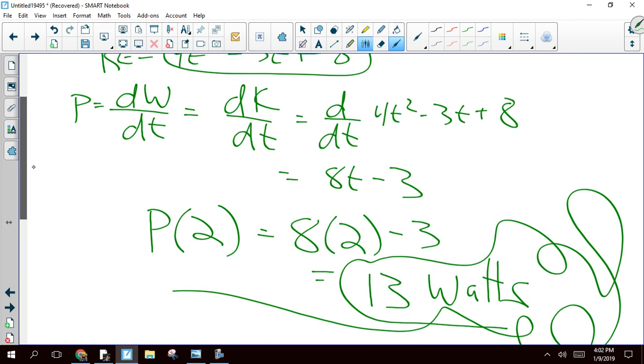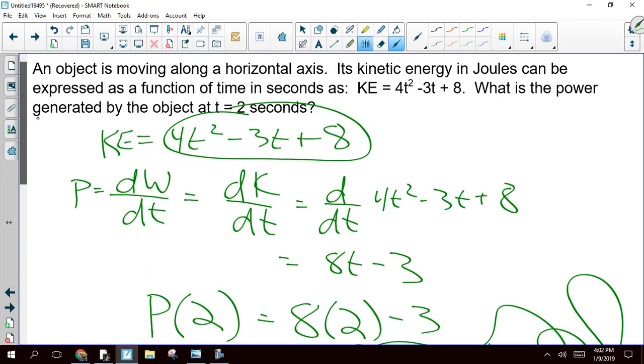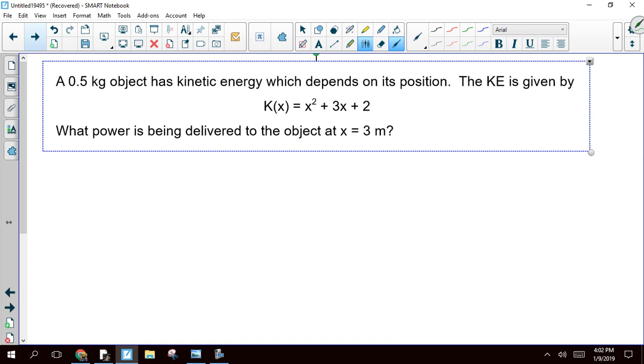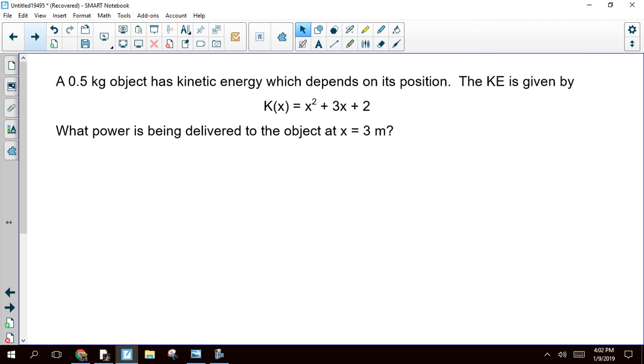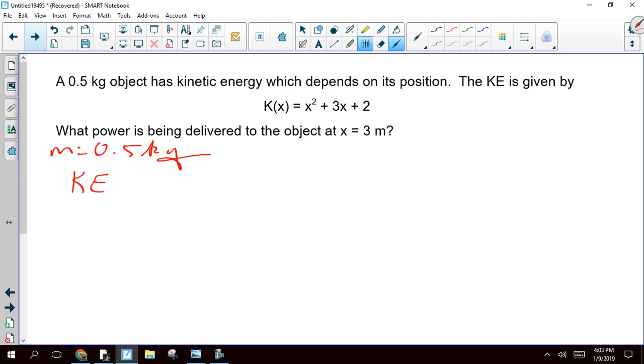So here you are given your kinetic energy as a function of time. What if you're given your kinetic energy as a function of position? Now we've once again got a thing moving along the number line. This time we've got our mass, it's 0.5 kilograms. And now the kinetic energy is given by x squared plus 3x plus 2. Okay, what power is being delivered?